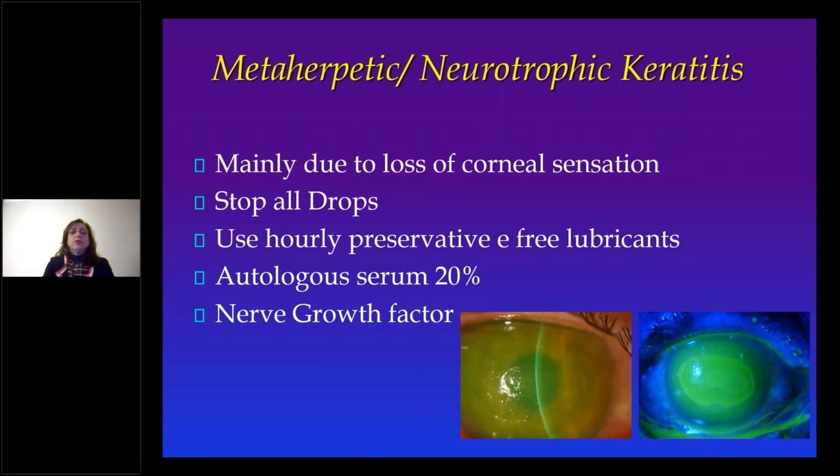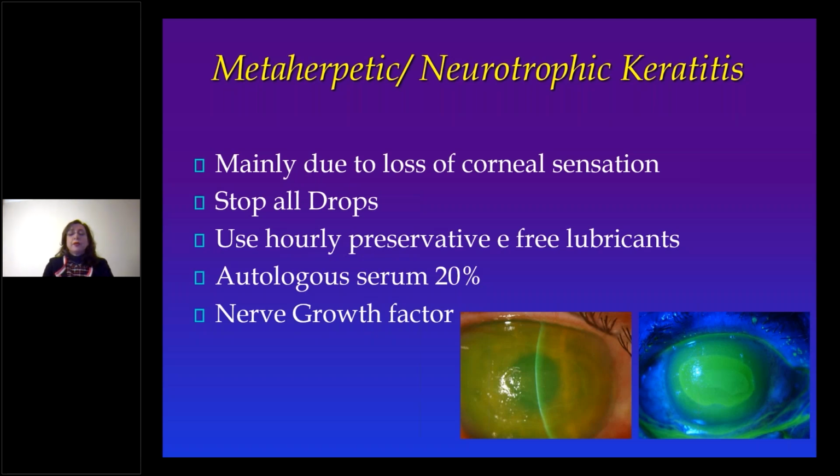Now we come to neurotrophic ulcers, which end up after repeated herpetic infection. You can end up with a neurotrophic ulcer like this one, and that usually happens because of loss of sensation. So what you need to do is stop all drops, because the drops and the ointments will be toxic. The steroids will not help epithelial healing. You need to stop all drops and use only preservative-free lubricants.